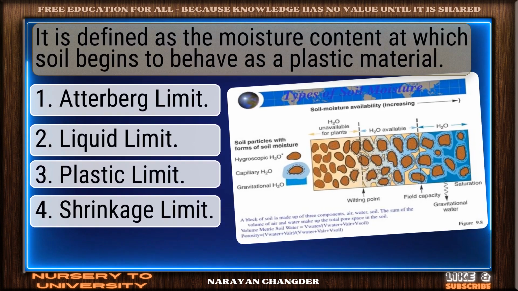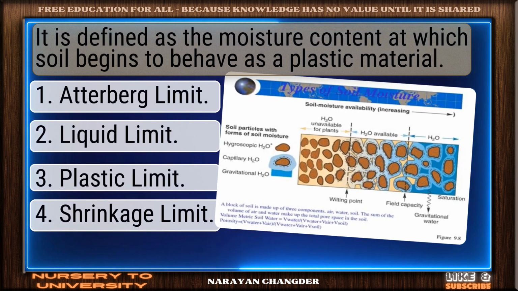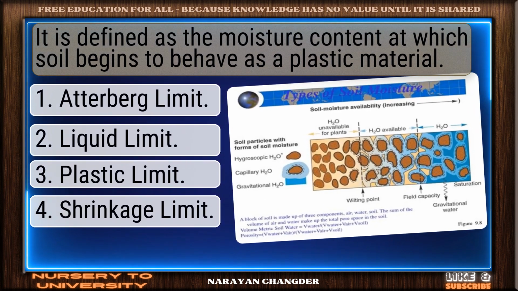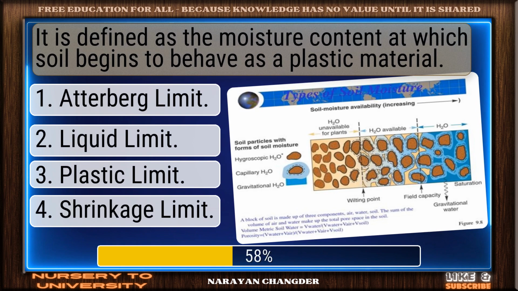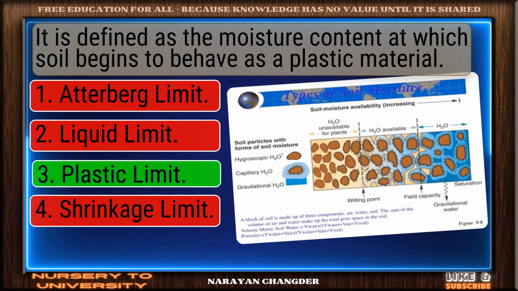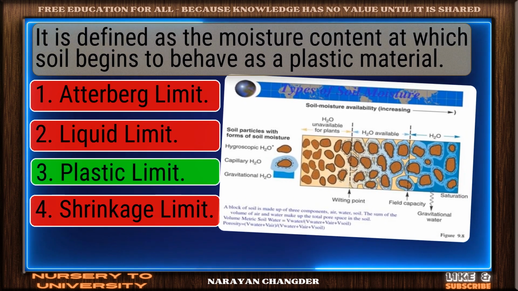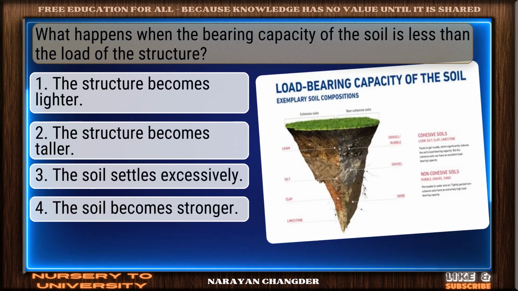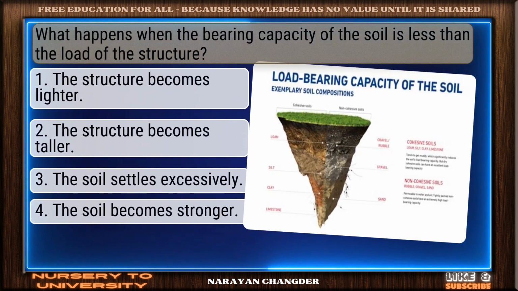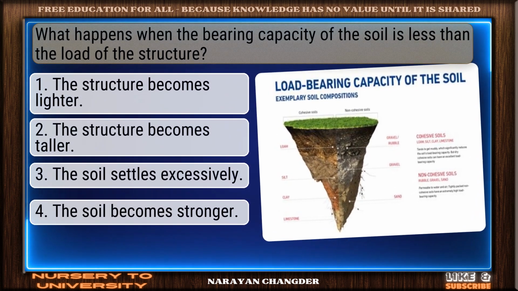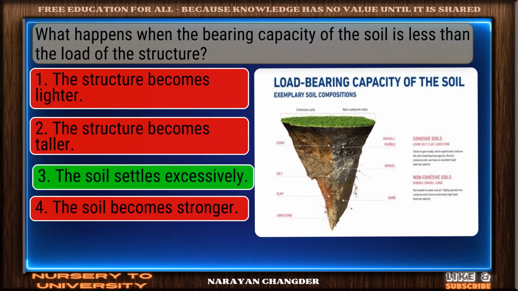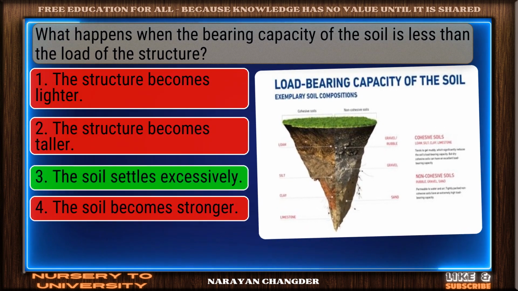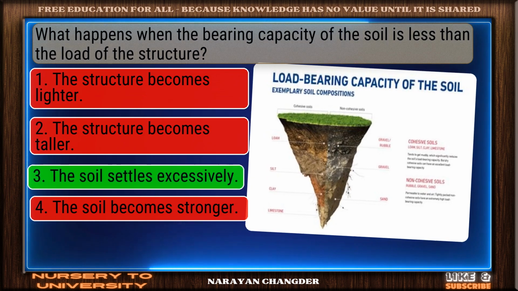It is defined as the moisture content at which soil begins to behave as a plastic material. Bravo! Plastic limit is the answer. What happens when the bearing capacity of the soil is less than the load of the structure? Good thinking. The soil settles excessively is the right answer.